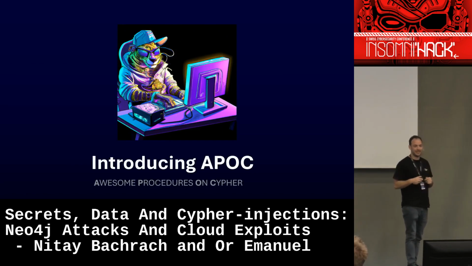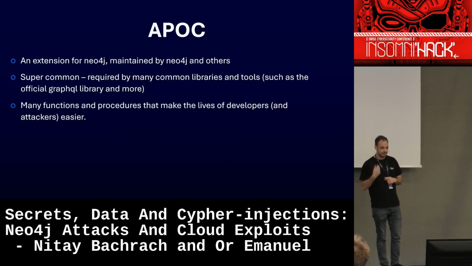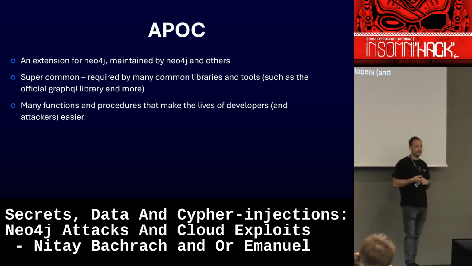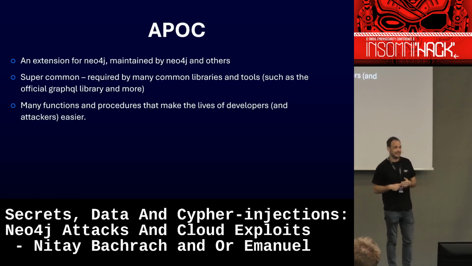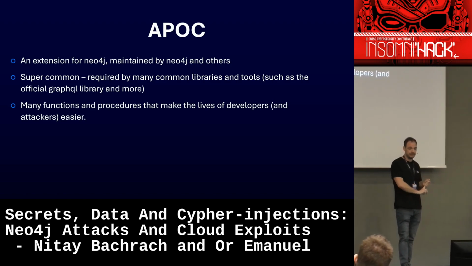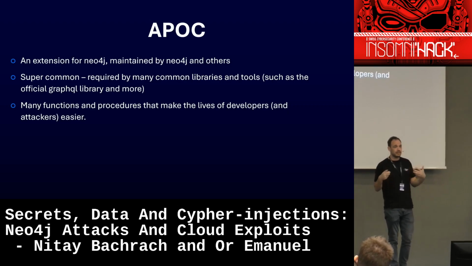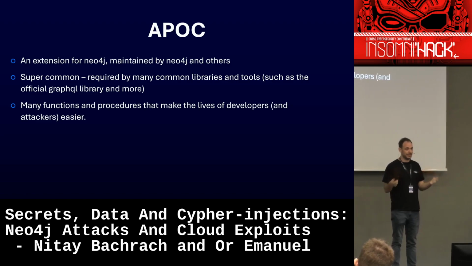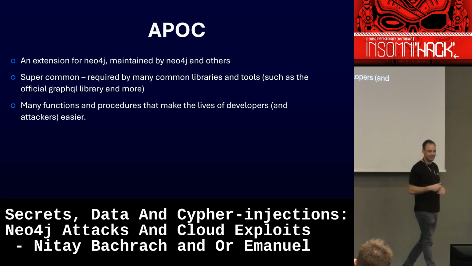And now I want to talk about something awesome: Awesome Procedures on Cypher, APOC. APOC is an extension for Neo4j. It's very common. It's ubiquitous. It's everywhere. Almost every server I encounter had it installed. It is maintained by Neo4j, and it adds a lot of functions and procedures that just make the lives of developers easier. They add a lot of capabilities. And making the lives of developers easier also means making the lives of attackers easier. I'm sure that everyone here would agree.